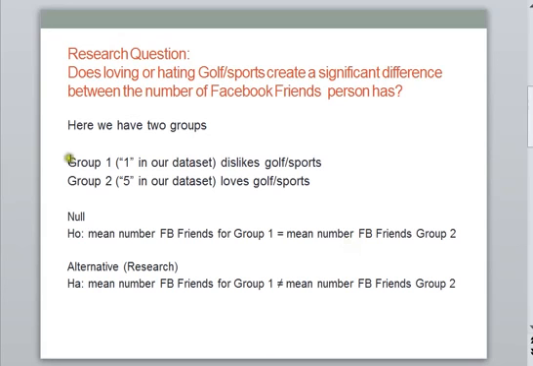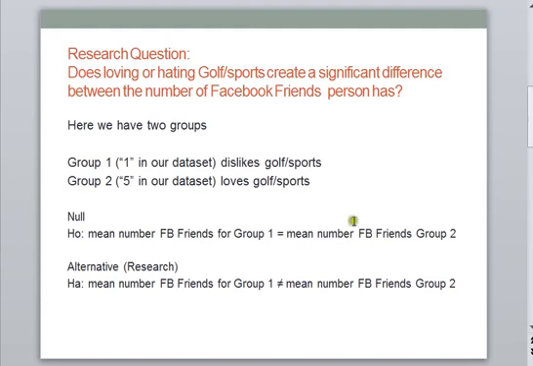Well, my first group is going to be called Group 1, and I'm going to put all the people in Group 1 who have 1s in our data set. These are the people who really don't like golf or sports. In my second group, I'm going to put all the people who have 5s in my data set. These are the people who really love or like golf and sports. And so my null hypothesis is that there is no significant difference between the mean number of Facebook friends for Group 1 and the mean number of Facebook friends for Group 2.